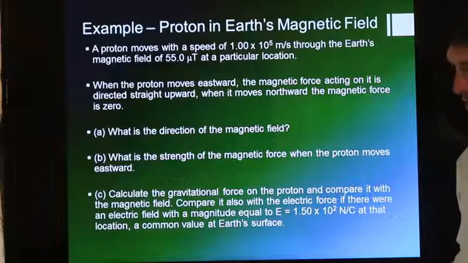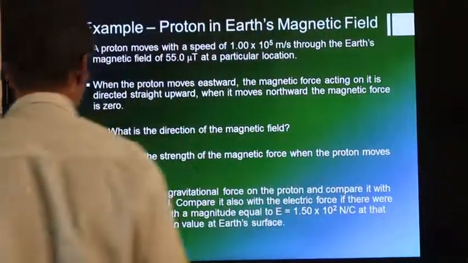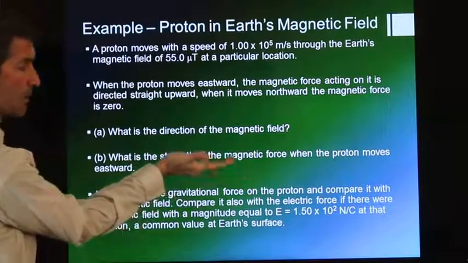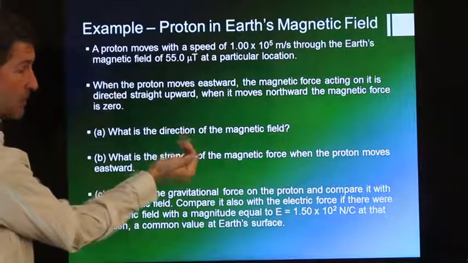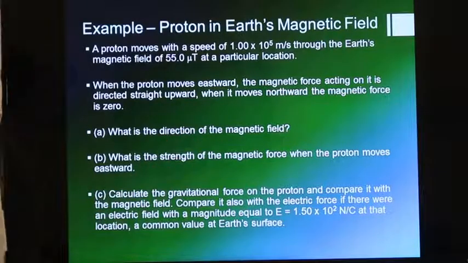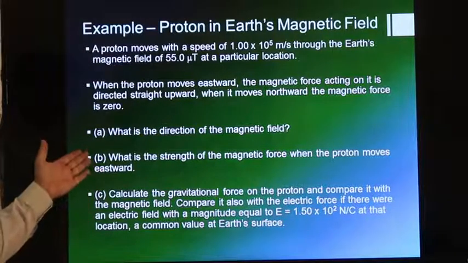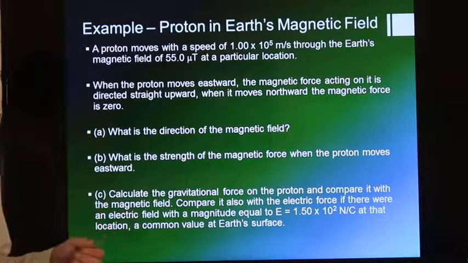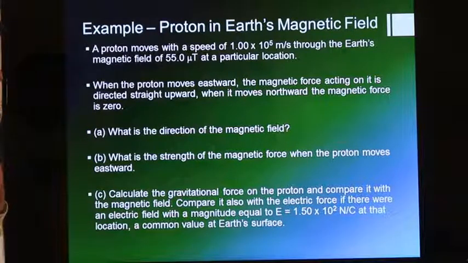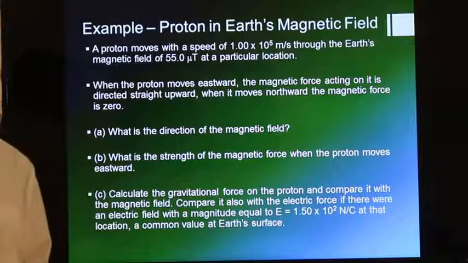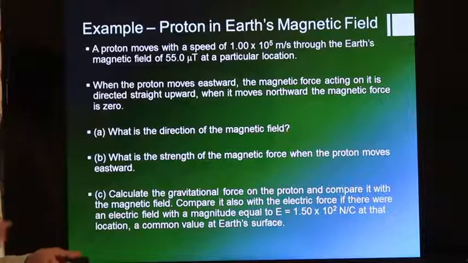We have the proton moving eastward, so here's my V. Only a magnetic field pointing to the north is going to give me this upward force on the proton. So here we're using a known magnetic force, which is our thumb with the right-hand rule. We're using a known direction for V, which is the direction of the proton, to determine the direction of the magnetic field.